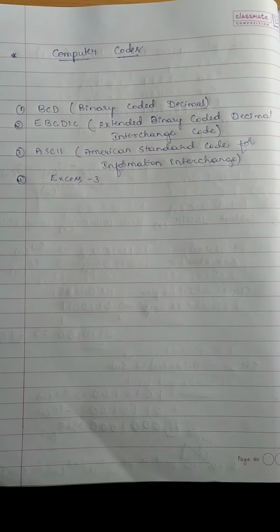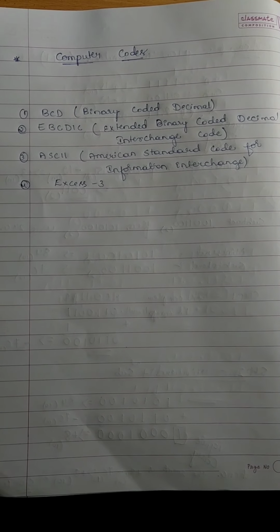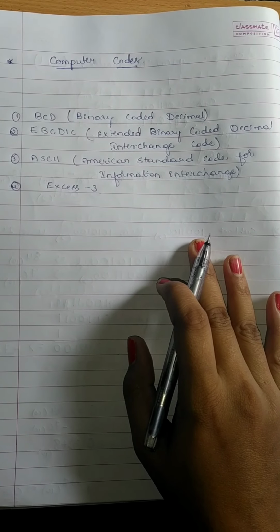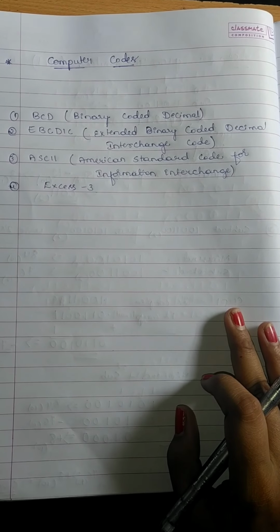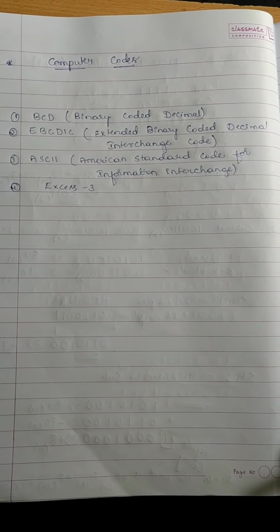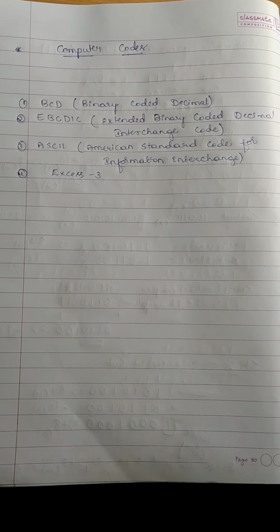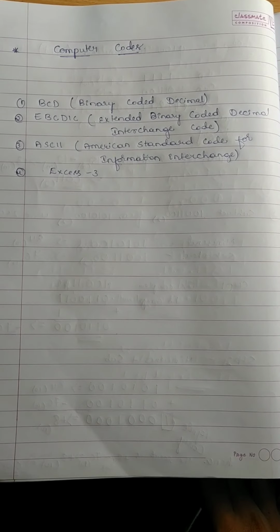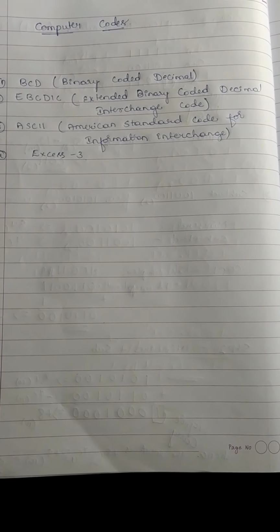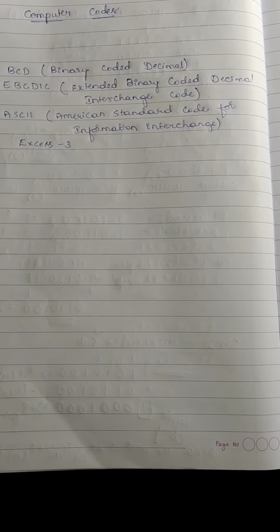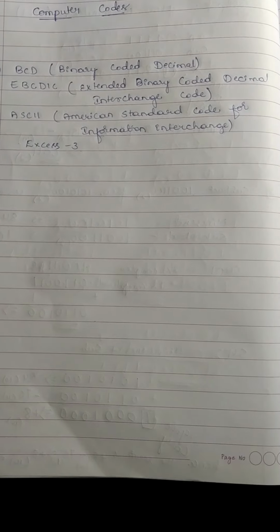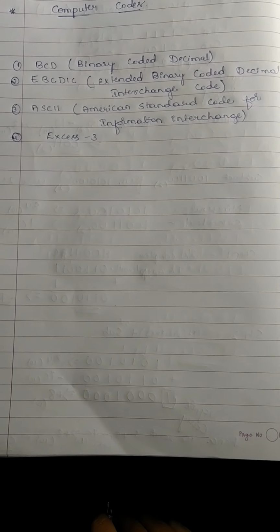Hello students, here we reached our last topic of data representation, that is computer codes. As we all know, computer understands zeros and ones, and even it understands alphabets. Everything will be converted into binary format, right? And computer also handles numeric data, and most often it handles alphanumeric data, that means a combination of alphabets along with the numbers.